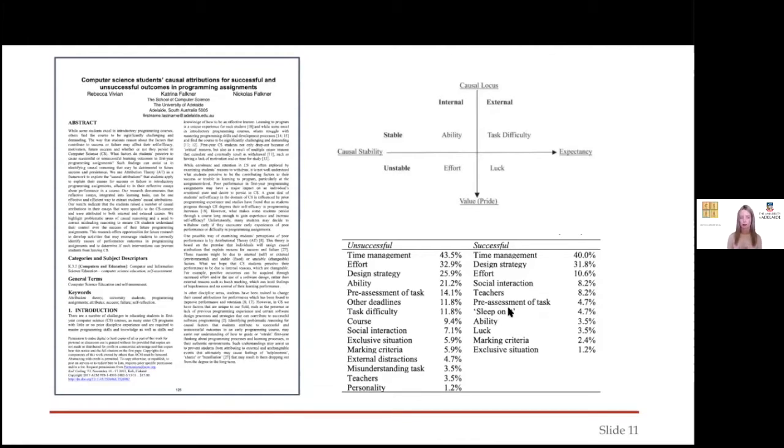So we can see that some of the successful outcomes also were attributed to some uncontrollable factors like luck. They just thought they got lucky in their programming assignment. But then you can see some controllable factors such as time management, having a good design strategy, effort, social interaction, so perhaps reaching out and seeking help. And so these are the kinds of things that we're interested in that can inform pedagogy.